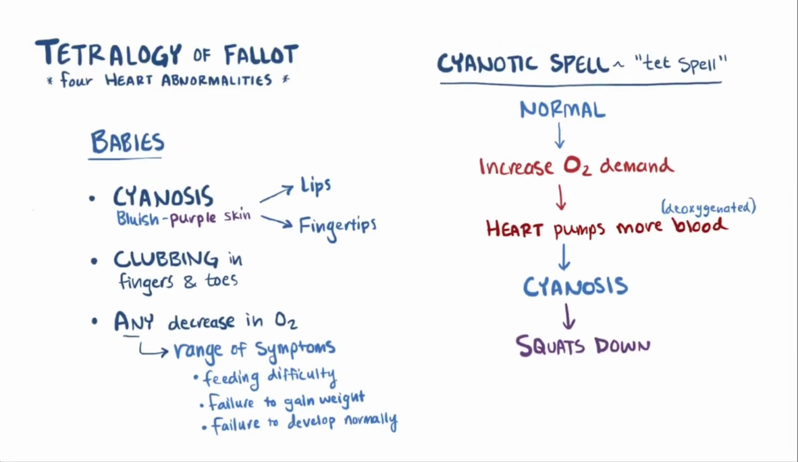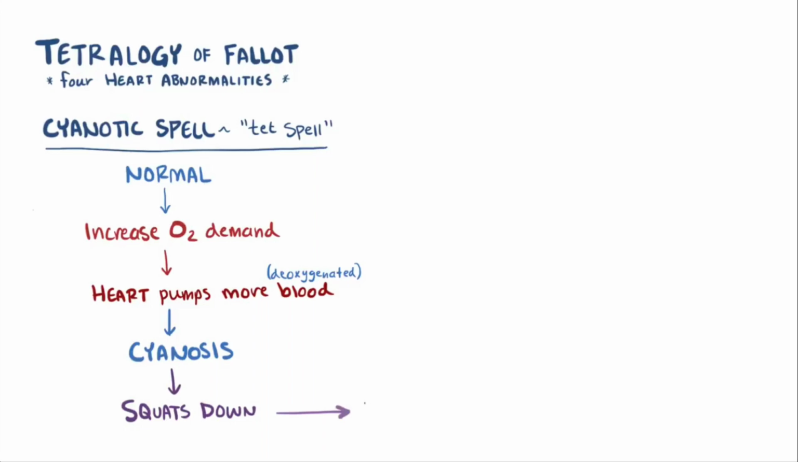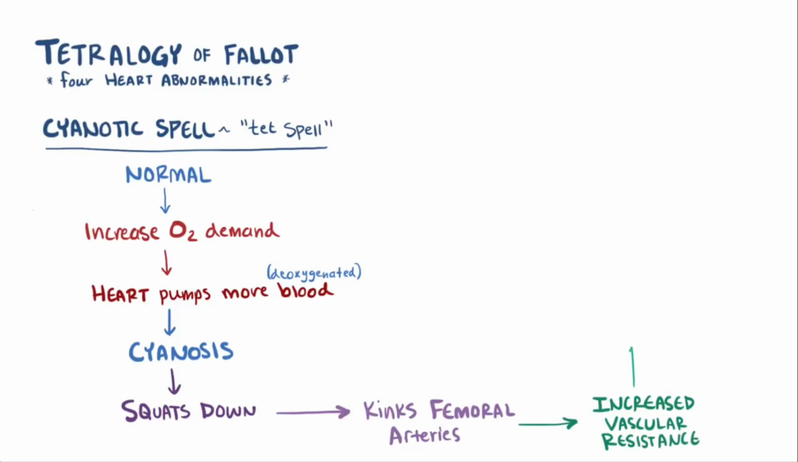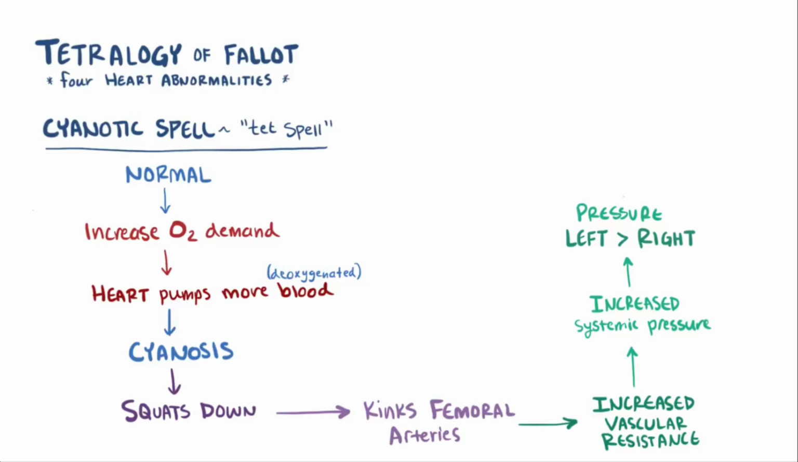Well, squatting down or getting into a knee-chest position slightly kinks the femoral arteries in the legs, which increases vascular resistance in the peripheral arteries and therefore increases pressure in the systemic circulation, which increases pressure in the left ventricle enough such that the pressure on the left side is now greater than the right side, and that shunt temporarily reverses, forcing blood to take the path to the lungs to be oxygenated, therefore reducing cyanosis.